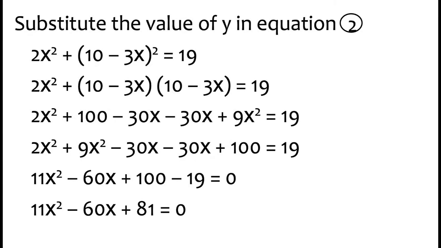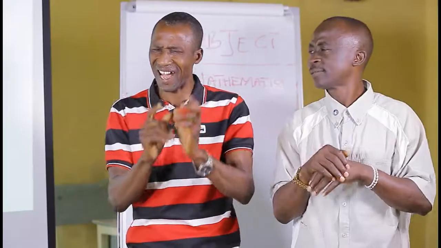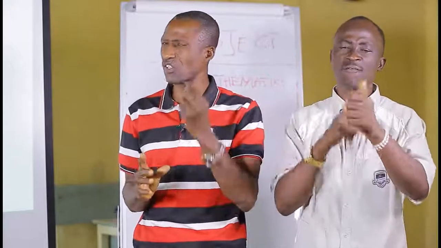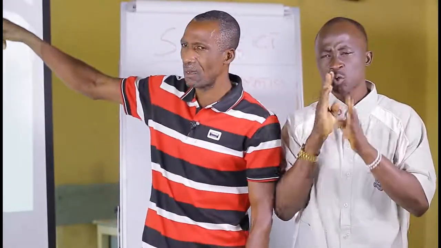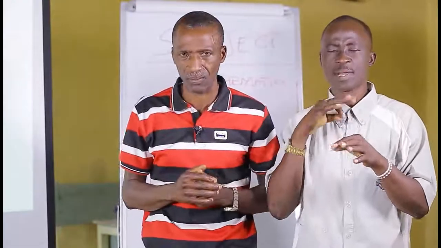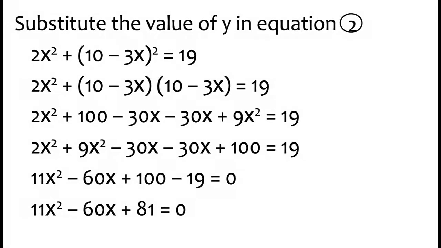Then the next, minus 30x minus 30x. The idea of directed numbers needs to be followed. That is why I treated that earlier, because we always apply it in mathematics. Minus 30x minus 30x, by the idea of directed numbers, gives us minus 60x. Then plus 100 equals 19.